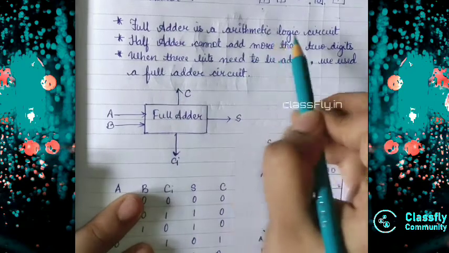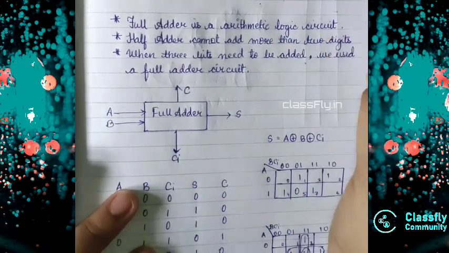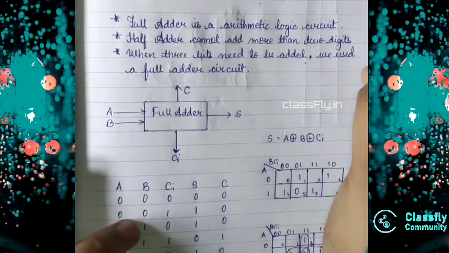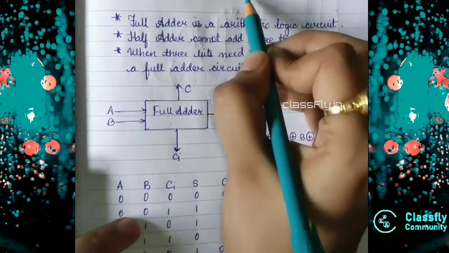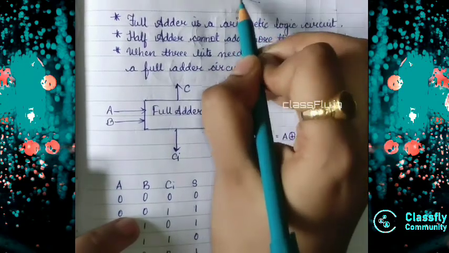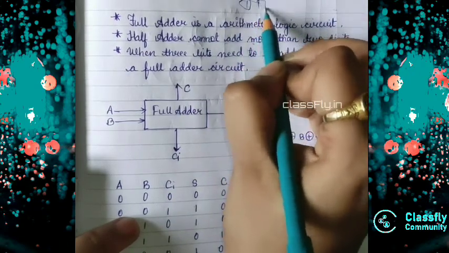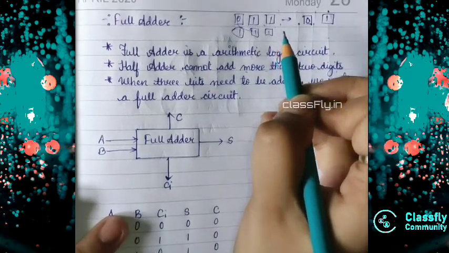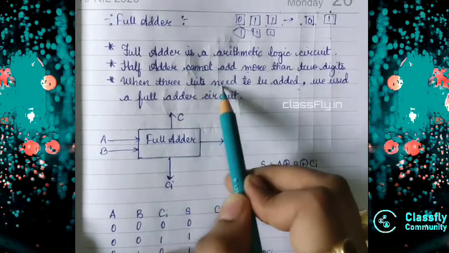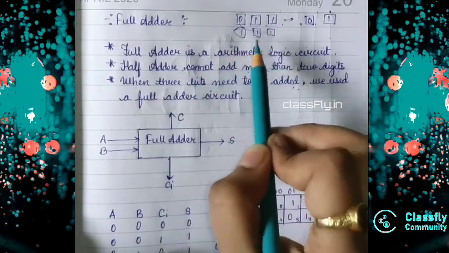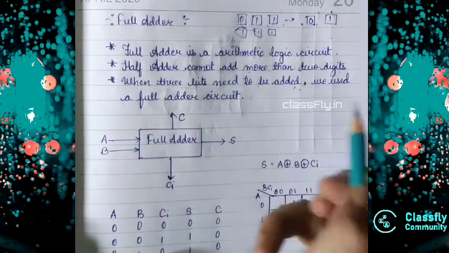Full adder is an arithmetic logic circuit. Why is it an arithmetic logic circuit? Because we will do operations or additions to get our respective values. A half adder cannot add more than 2 digits. That is, if I want to add 0 1 1 plus 1 1 1, then it will not do, right? So whenever we need to add more than 2 bits, that is 3 bits, we use a full adder circuit.